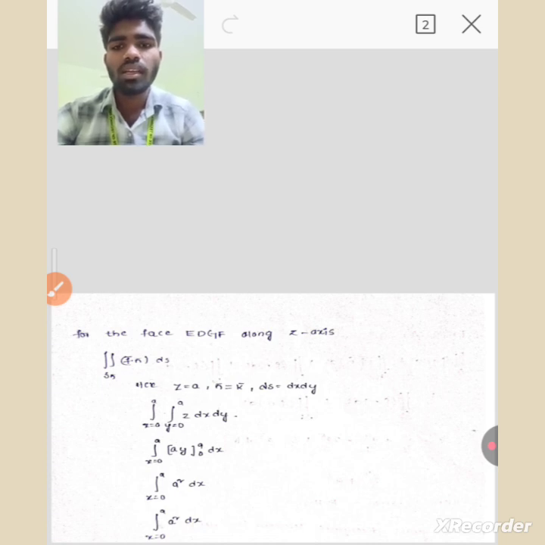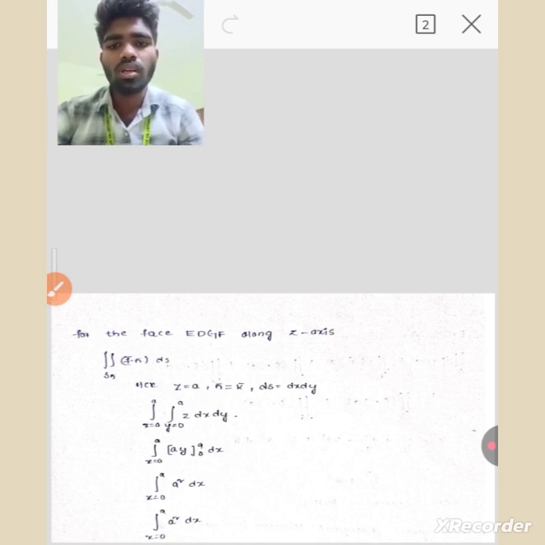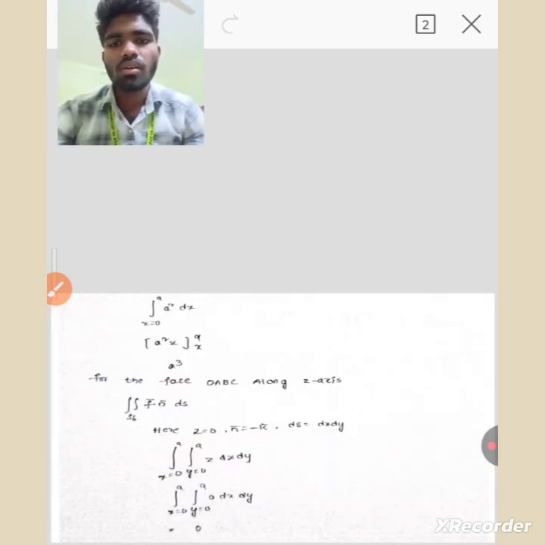For the face EDGF along the z-axis, here the integral over S5, here z equal to a and n bar equal to k bar, dS equal to dx dy. Here x equal to 0 to a and y equal to a into z, dx dy. Here x equal to 0 to a. Substituting the limits we get the integral for x equal to 0 to a of a square dx. Integrating further with respect to x, we get a square x with the limits a and 0. By substituting them we get a cube.